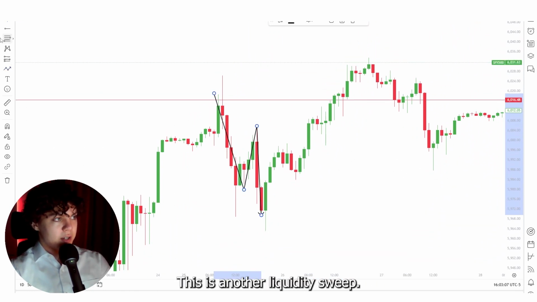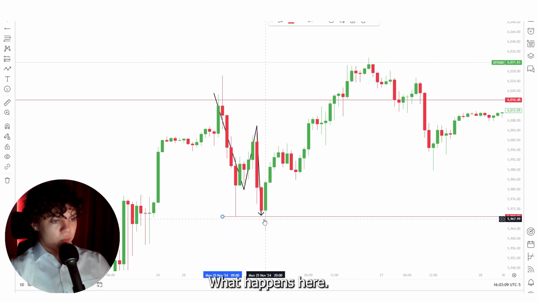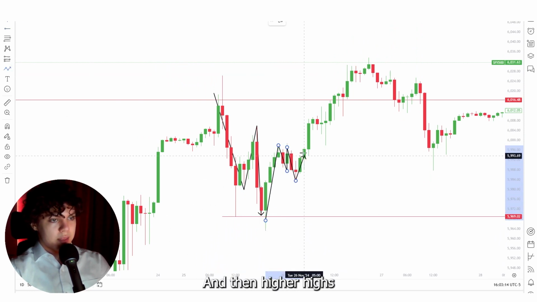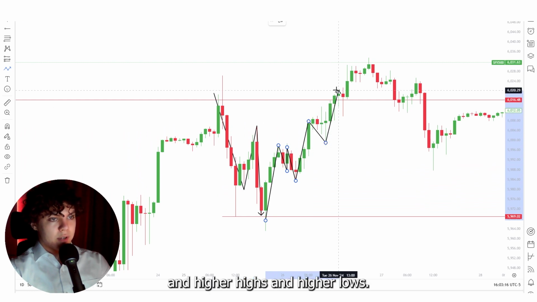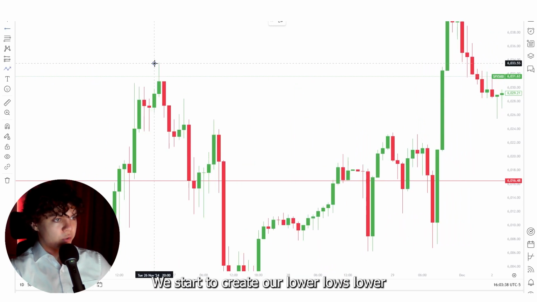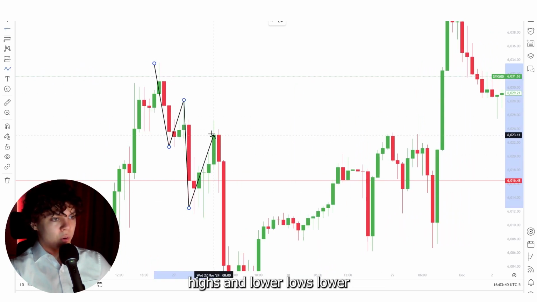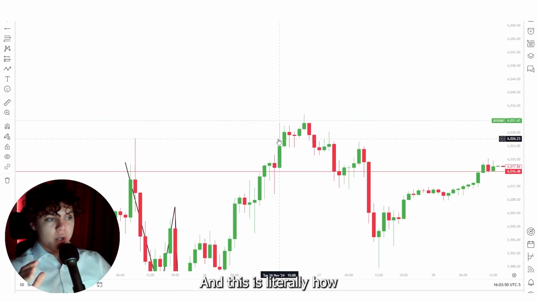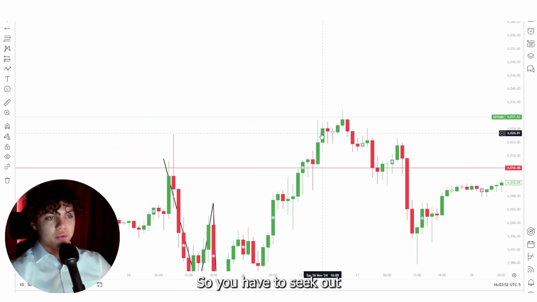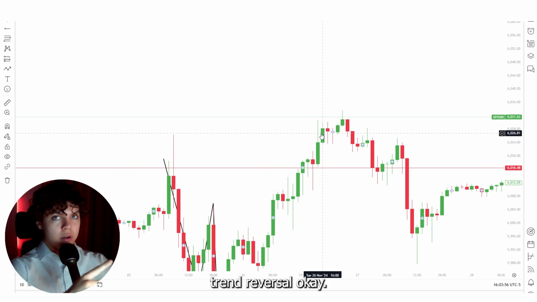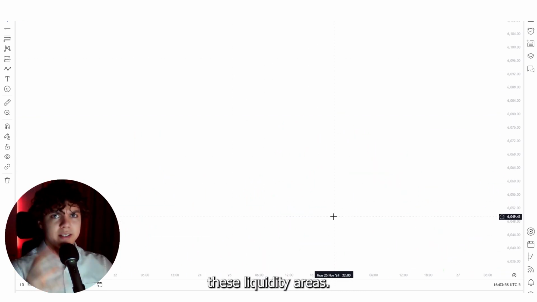And what happens here, this is another liquidity sweep. Then it starts to create our consolidation, and then higher highs and higher lows. And as you can see, we literally then sweep this liquidity, and then look at this, we start to create our lower lows, lower highs, and lower lows. It's as simple as that. And this is literally how the trend can switch direction. So you have to seek out liquidity in order to find trend reversals. Okay, and I'm going to show you how you can spot these liquidity areas.